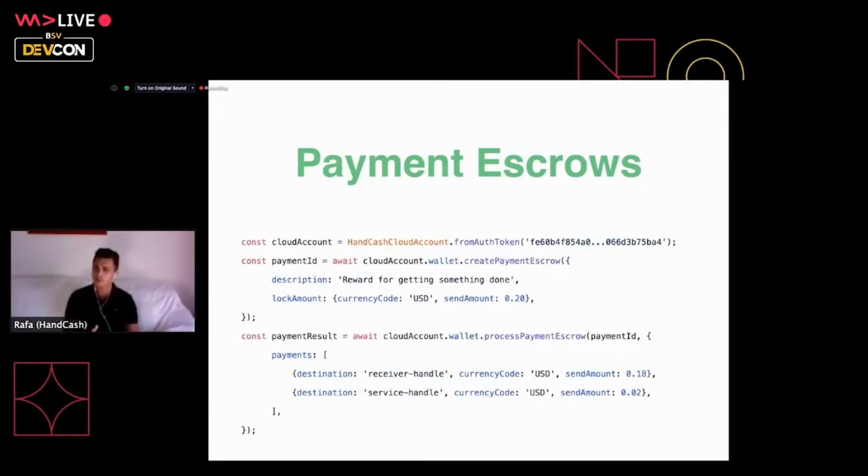So there are two main steps. Again, we have to initialize using the authorization token. And then the first step is when we lock the amount from the wallet, and eventually we process the payment escrow at the time that we know who's going to receive the money. So we can do something like we lock 10 cents, and at the end of the process, when we want to execute the deal, we can specify the receiver and maybe get a fee for the service, for providing the platform and offering the service.